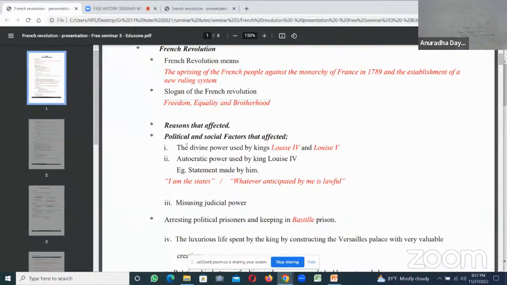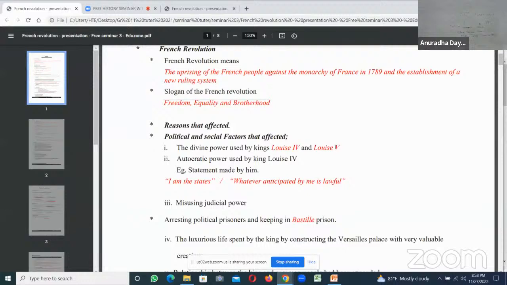What are the political reasons? The divine power used by King Louis XIV. So this is wrong. It must be XIV and Louis XV, the 15th. So that is XV. So this is something wrong I have given here. XIV, XV. So they were using divine power. What is divine power? God-given power. They were thinking that they were using God-given power.